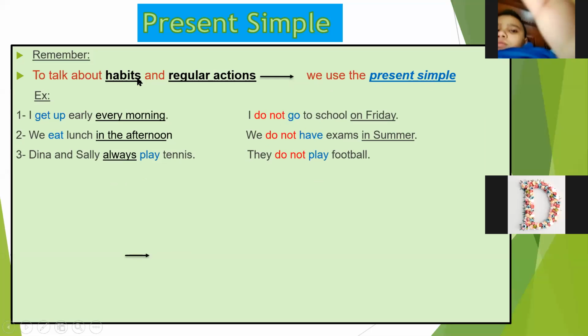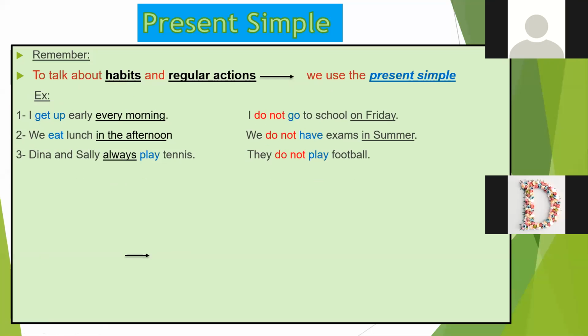Okay, let's see these examples. Look at example number 1. Do you remember how I form the present simple? Yes, with I, they, we, you, I put the verb stem. But with he, she, it, what should I do?